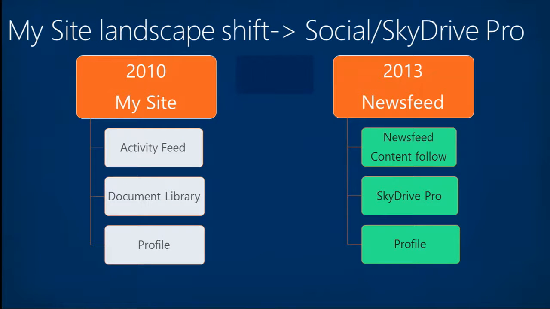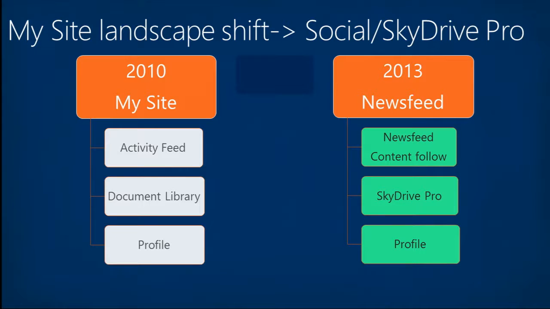All right. So I'd like to start off by walking you through the way my site has transitioned from 2010 to 2013. In 2010, my site was the primary functional entity with which users interacted. So you had my site as one of the core scenarios, and we had a bunch of features around my site, like activity feed, document library, and profile. And for the most part, even things like customizing a my site, adding custom features, or even adding subsites to your my sites were all part of the primary use case of a my site.